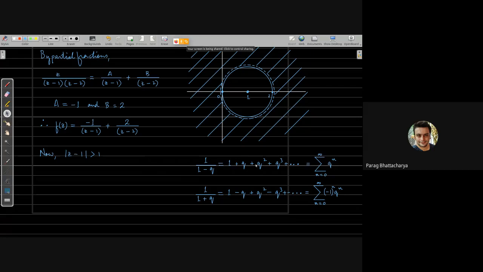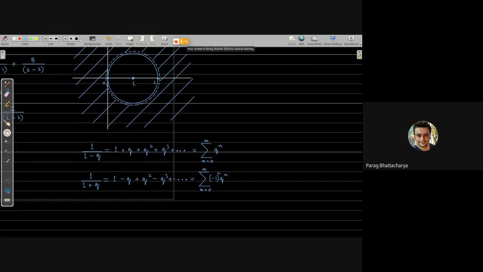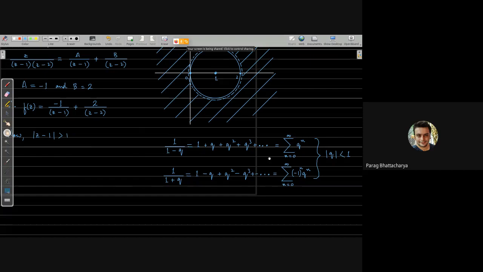But what is the condition if I want to use these two? Under what condition can we apply? The condition must be that modulus of q must be less than 1. If modulus of q is less than 1, then we can apply, then both of these summations are valid. So we could just expand 1 by 1 minus q as this, which is the geometric series. This is only if modulus of q is less than 1.